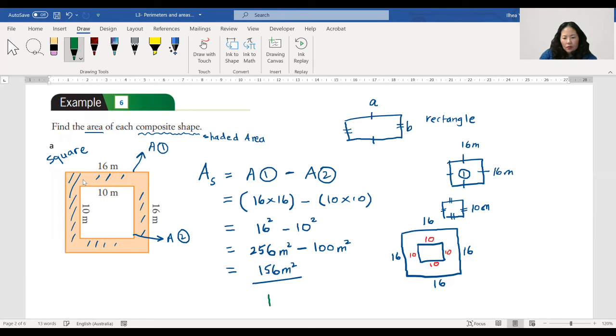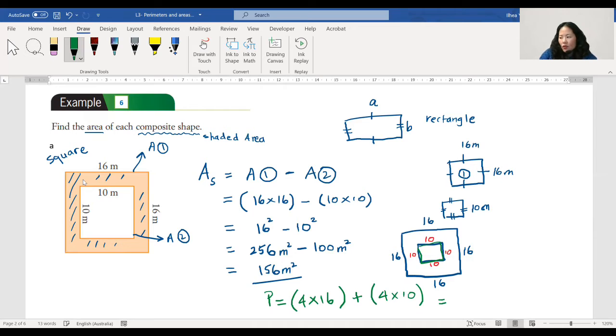Perimeter equals, I'm going to add all 16, 4 of them, isn't it? So I could just do 16 plus 16 plus 16 plus 16, or I could say 4 times 16 because there are 4 of them. But that's only the outside.